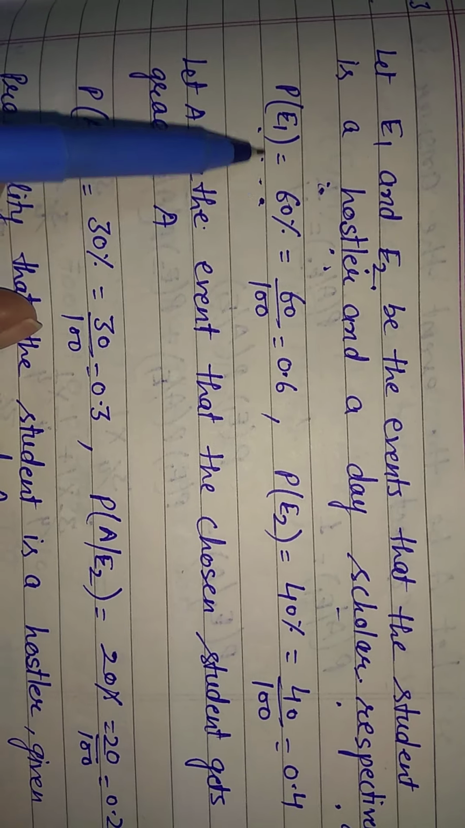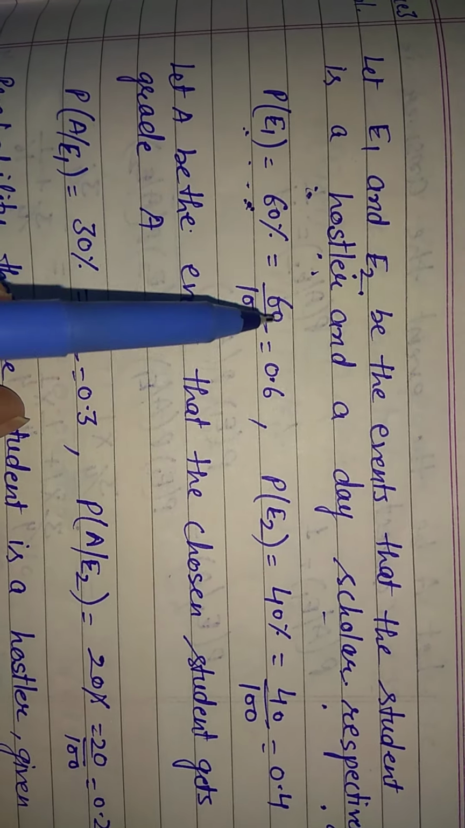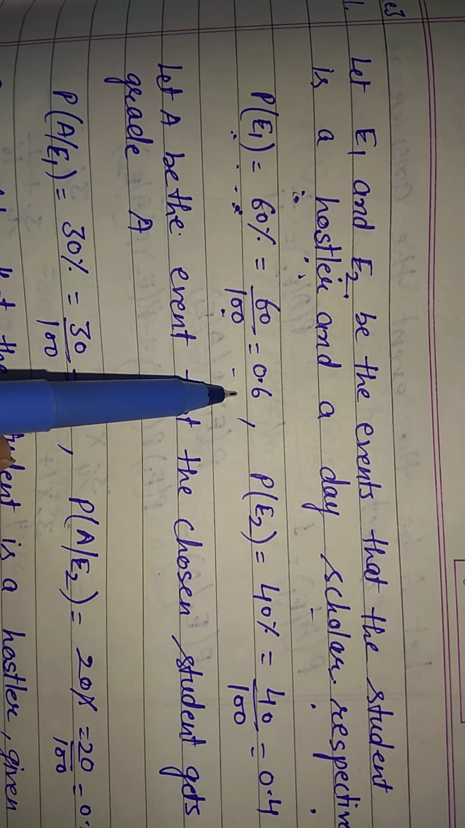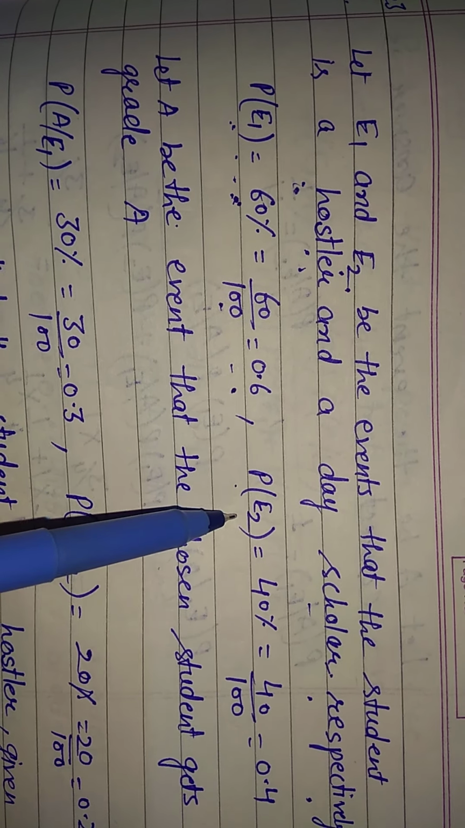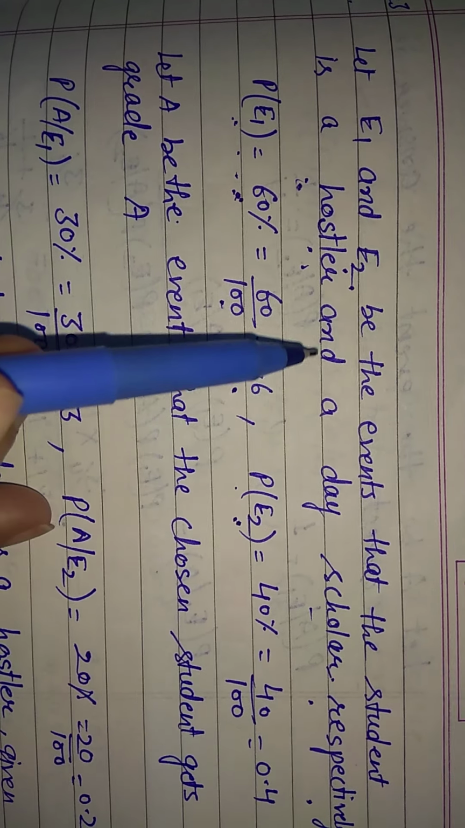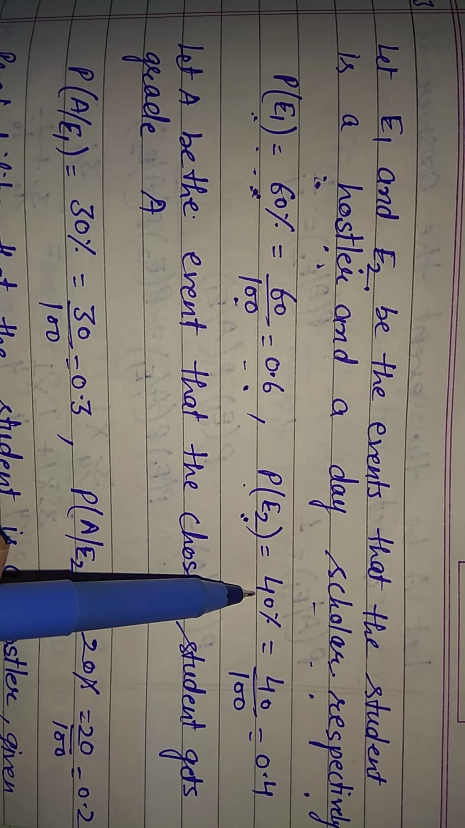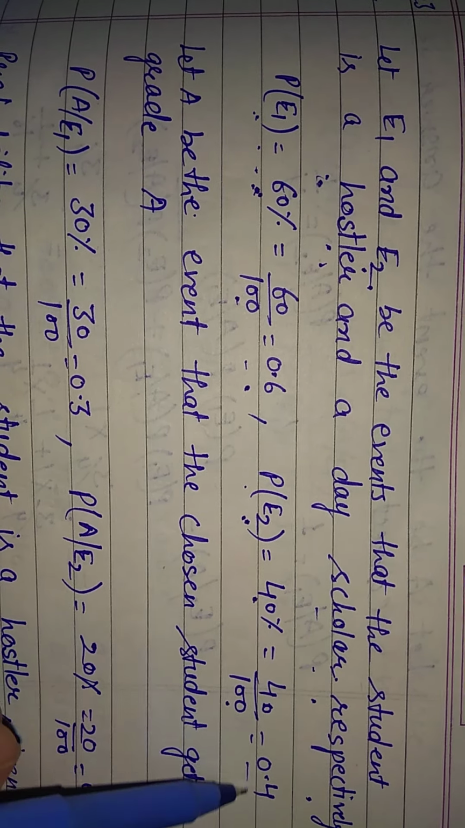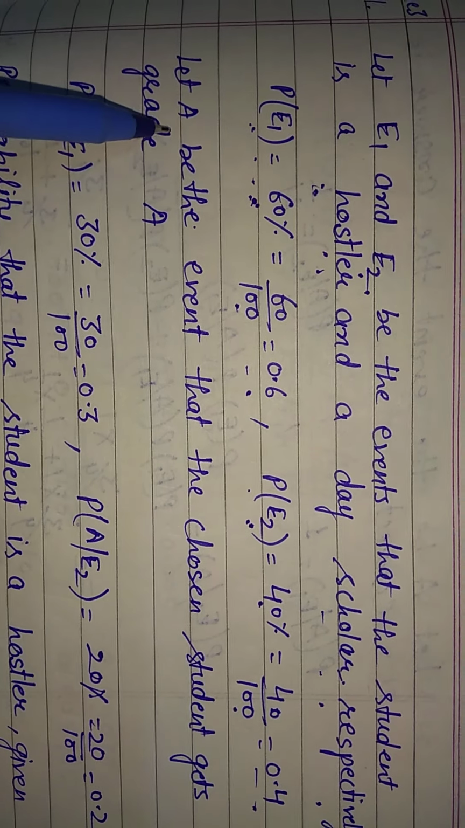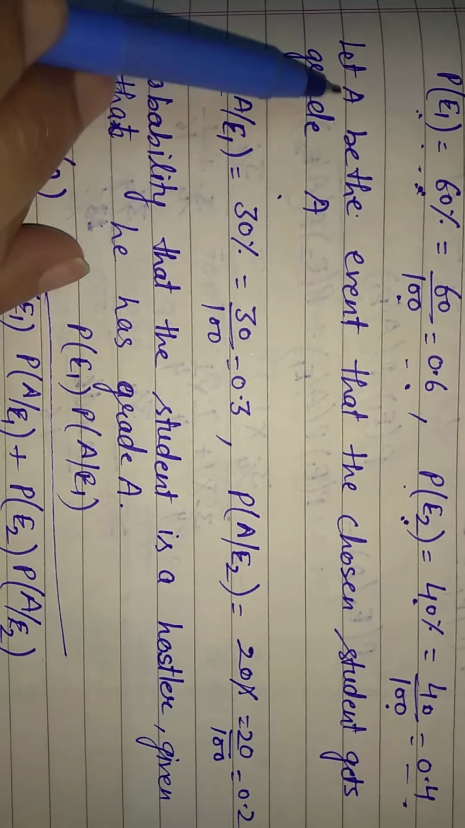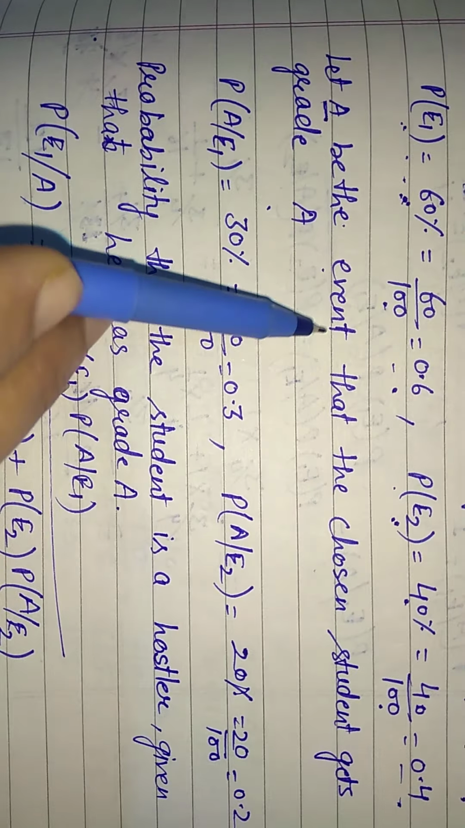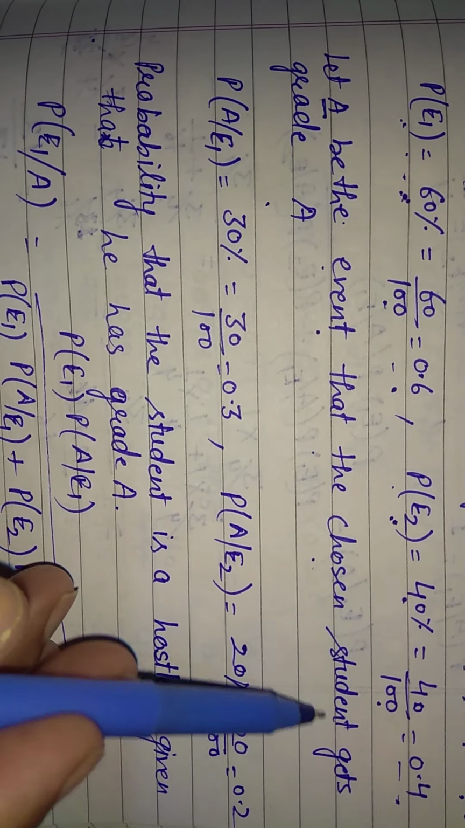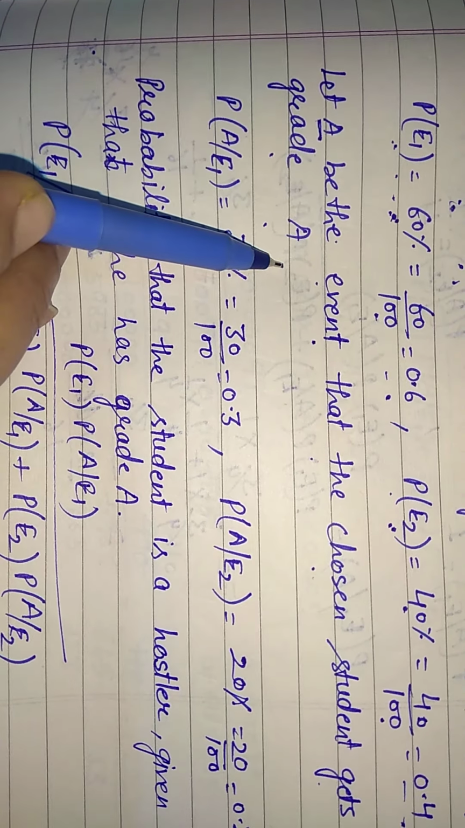60% are hostlers, so 60% is the probability of E1. So 60 upon 100 we can write 0.6. And P(E2), E2 is the event when the student is a day scholar. These are 40%, so 40 upon 100 that is 0.4. We have to find the probability of an A grade student. So we will take A as the event that the chosen student gets grade A.